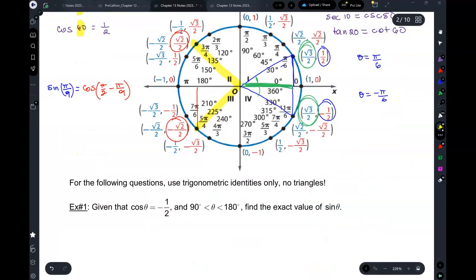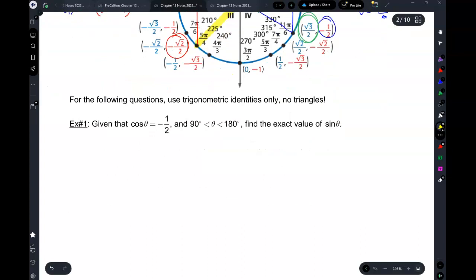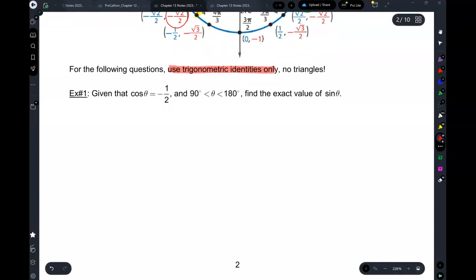All right. Whew, all this, let's now apply some. Okay, so for the following questions, I say to use trigonometric identities only, no triangles. In the last chapter, we learned how to find the answer to this using triangles. Fine. You can still do this using triangles, but not in this chapter, because the objective of this chapter is for you to learn trigonometric identities. So for these, we're only going to use trigonometric identities. So let's take a look at these.